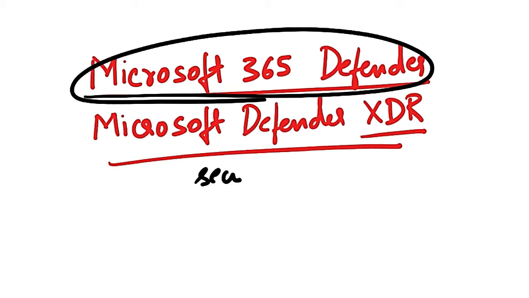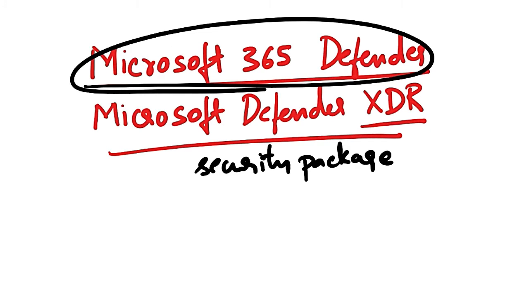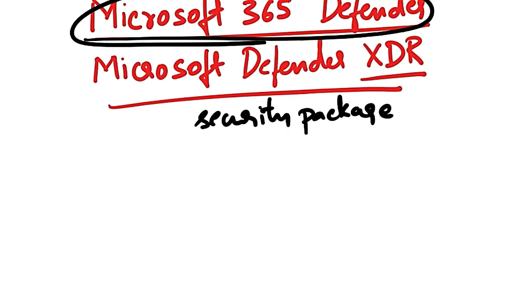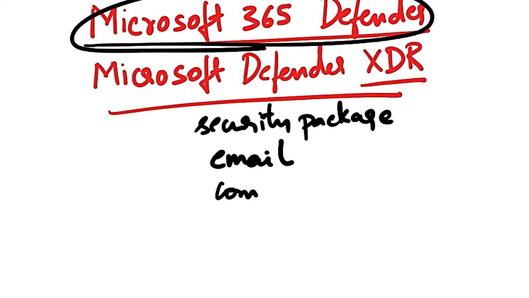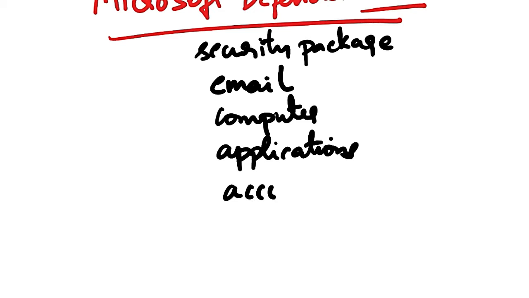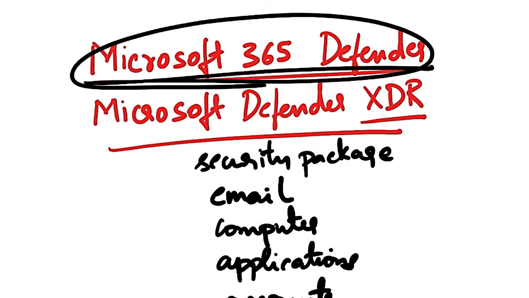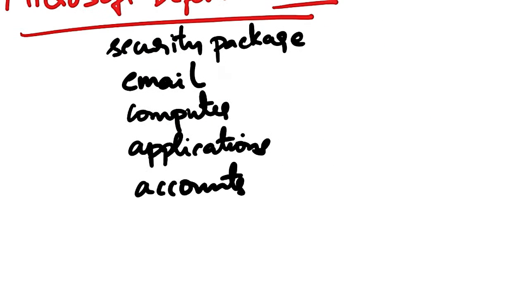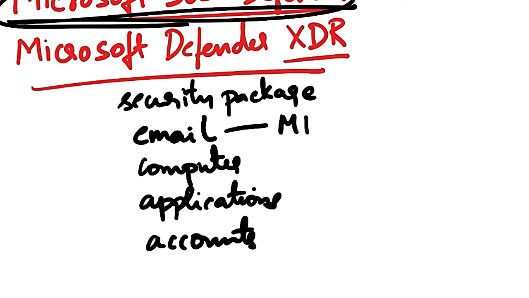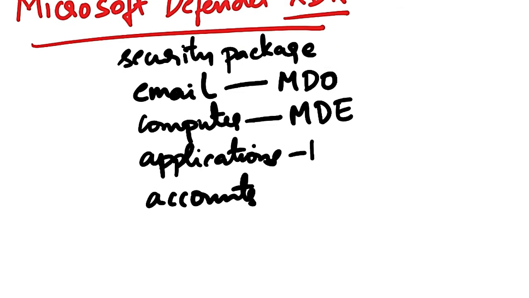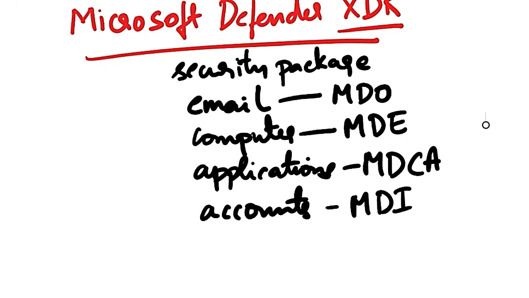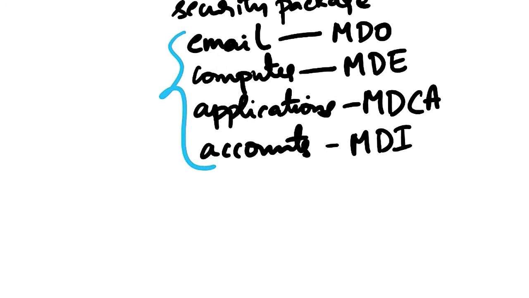This is a security package from Microsoft that protects different parts of your digital life, like for example, your email, your computer, your applications, and your online accounts. So Microsoft 365 Defender provides integrated protection across various Microsoft 365 services. It combines threat protection capabilities from Microsoft Defender for Office, MDO, Microsoft Defender for Endpoint, Microsoft Defender for Cloud Apps, and Microsoft Defender for Identity. So Microsoft 365 Defender provides these services.